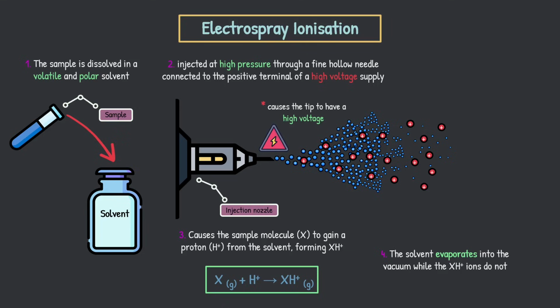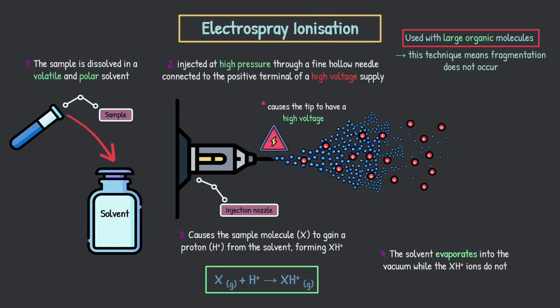Now, remember I said there's 2 types of ionization. What would this be used for? It is going to be used when analyzing large organic molecules. Why is that important? Why do we care that this is used with a specific type of molecule? It means that fragmentation does not occur. If you have a really large organic molecule and you do the other form of ionization that we're just about to look at, you'll fragment it up into tons of little pieces and it will be so difficult, essentially impossible, to identify what molecule you're looking at.